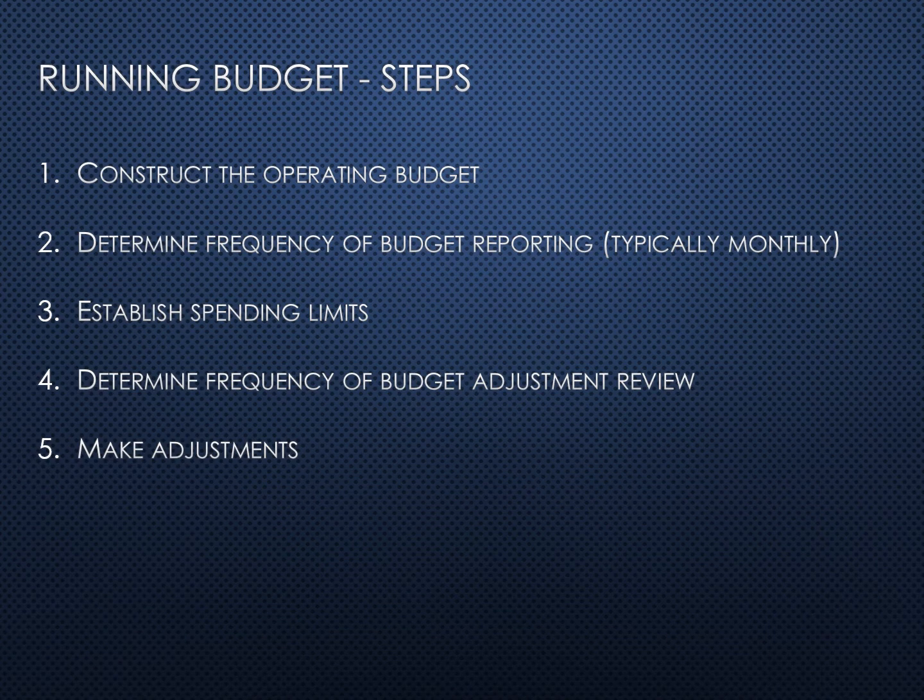With our running budget, we have similar steps. We want to make sure that we construct the operating budget at the beginning. We determine the frequency of budget reporting. So typically this is monthly or quarterly. We want to establish our spending limits within our budget, so we understand and know where we're going to spend money. And then we're going to determine a frequency of budget reviews to make adjustments.